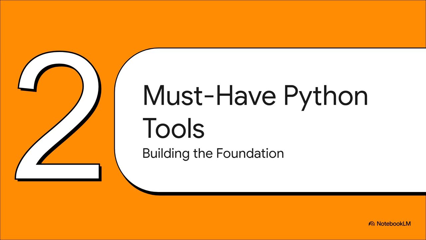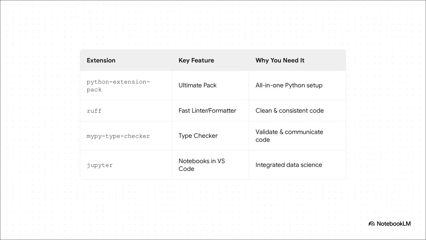First up, we're going to lay the foundation. These are the A-tier, non-negotiable extensions that, honestly, every single Python developer using VS Code should have. This is where we begin. Now, the key here isn't just installing these one by one. It's about the combination, how they create a safety net for you.